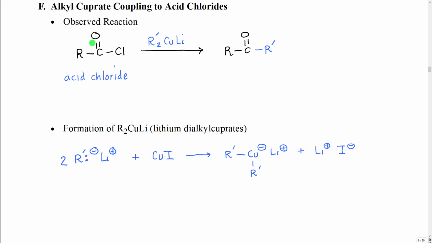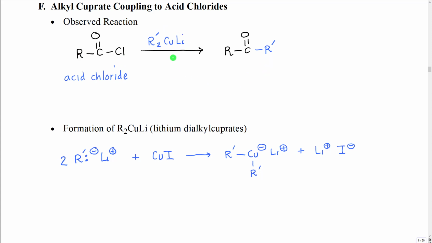This reaction starts with an acid chloride, very similar to Friedel-Crafts acylation. And what we're going to do is replace the chlorine with another carbon group, so that the C=O would end up having the original carbon group on one side and a new carbon group on the other side, and it would therefore be a ketone.